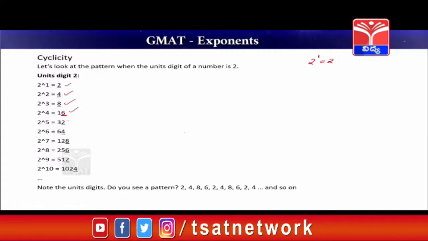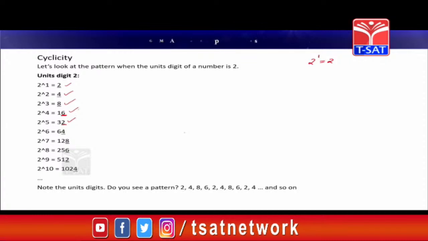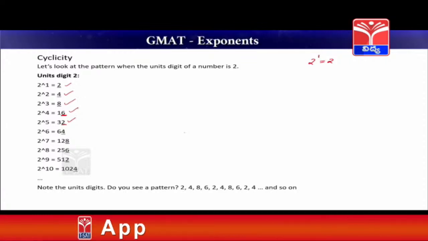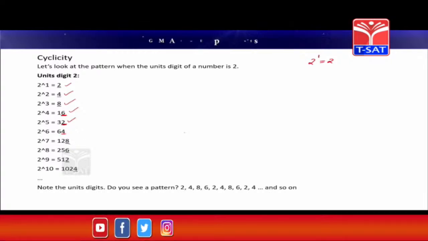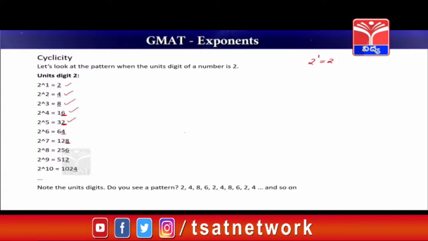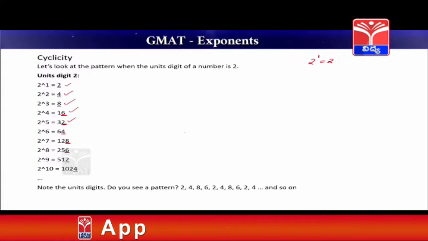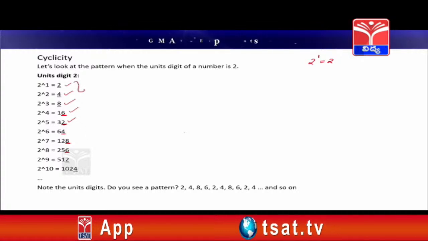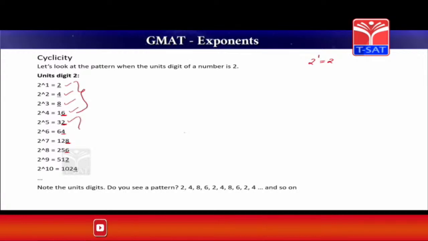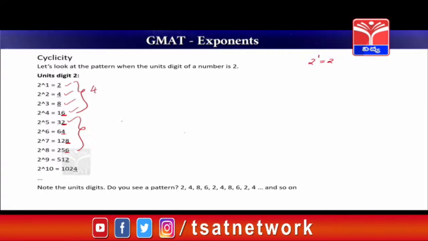So even though it's 16, we are only looking at 6. Then 2 raised to 5 is again 2, so the pattern will repeat again. Here the pattern is 2, 4, 8 and 6. Let's look at that. 2 to the power of 5 is 32 and the units digit is 2. Then 2 to the power of 6 is 64, the units digit is 4. 2 to the power of 7 gives a units digit of 8, and 2 to the power of 8 is 256 with units digit 6. So look at the pattern here: 2, 4, 8, 6. This pattern repeats itself after every 4 counts in the power.